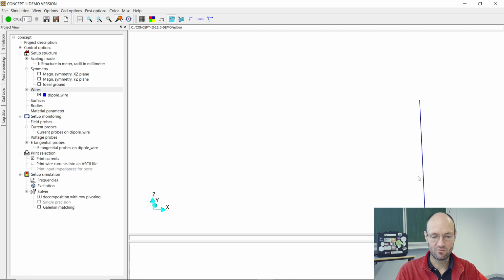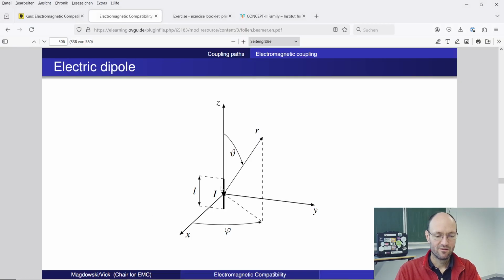You can zoom in and out with the mouse wheel. You can also see how the coordinate system rotates. And if you press the control key on the keyboard, I think you can pan and move it around. Okay, so this is our wire. We now have this wire here. What do we need to generate some current, or to excite this?